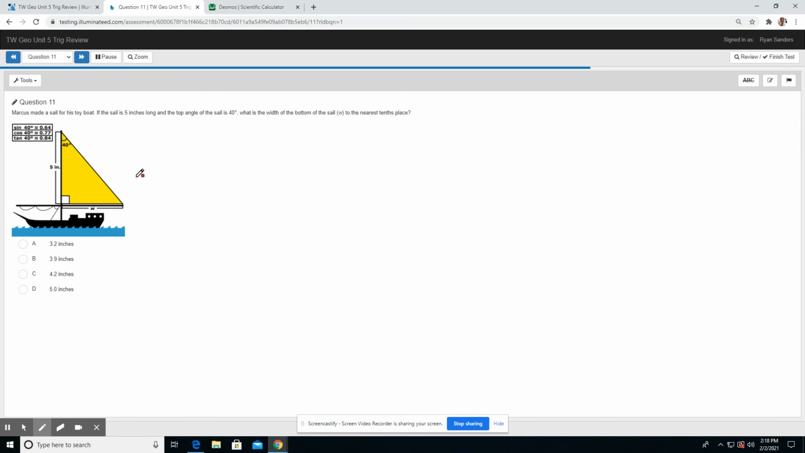Marcus made a sail for his toy boat. If the sail is 5 inches long, the top angle of the sail is 40 degrees. What is the width of the bottom of the sail to the nearest tenths place? Okay. Angle of reference. This is the adjacent. This is the opposite. This is the height. We don't need that. So SOHCAHTOA. Which one has opposite and adjacent in it?